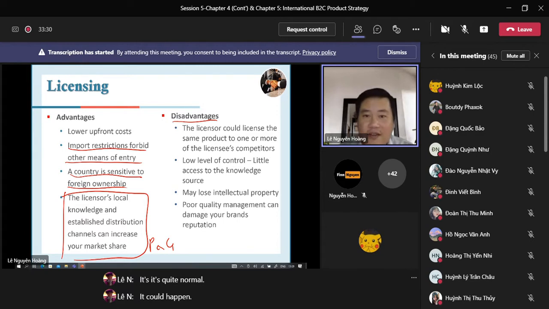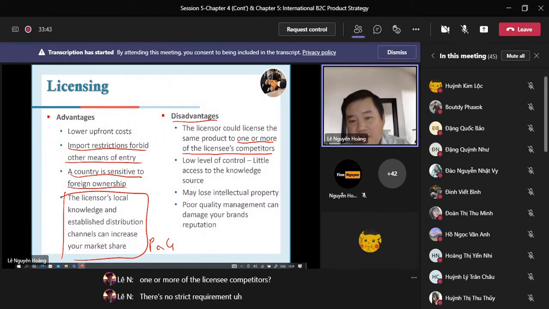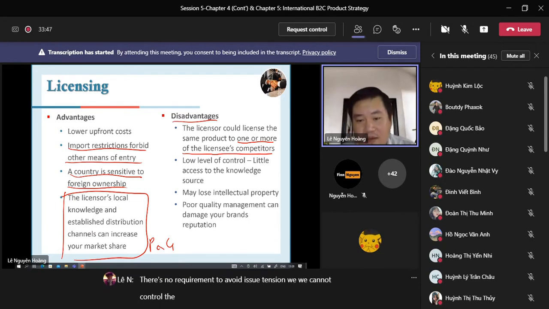Do you see that? The licensor could license the samples to one or more of the licensing competitors. There's no strict requirement to avoid this situation. We cannot control the licensor. We as licensee cannot control the licensor.